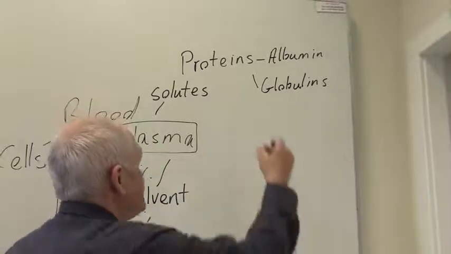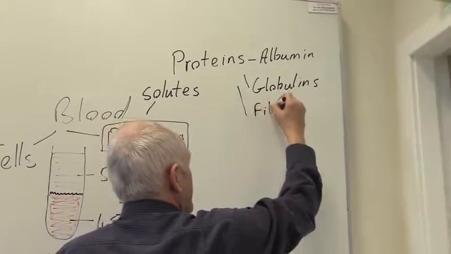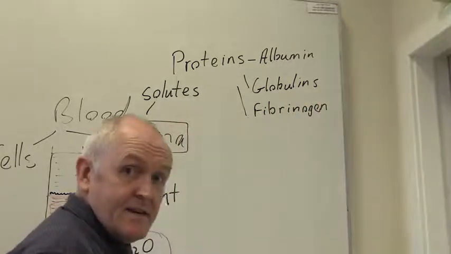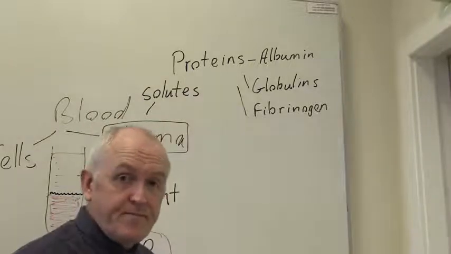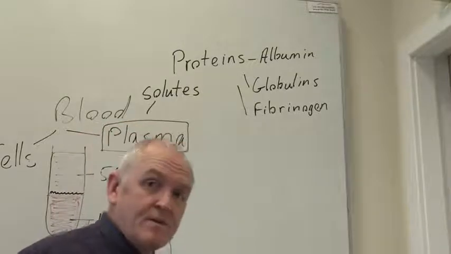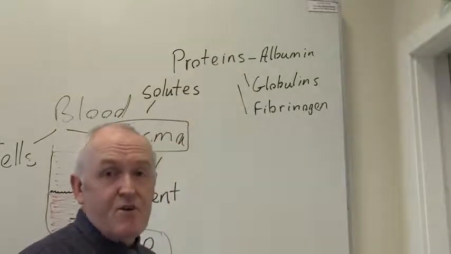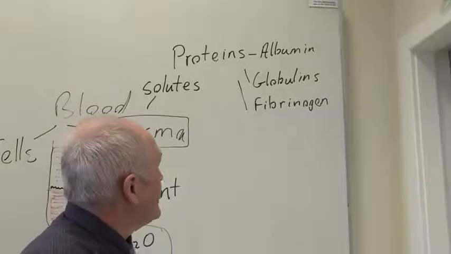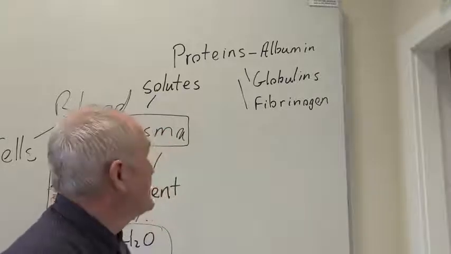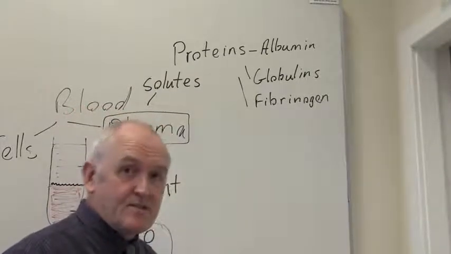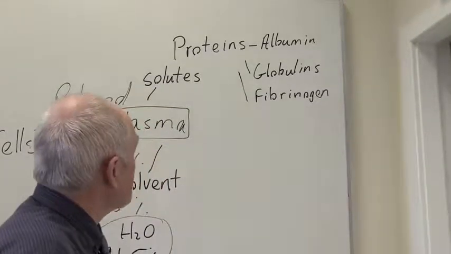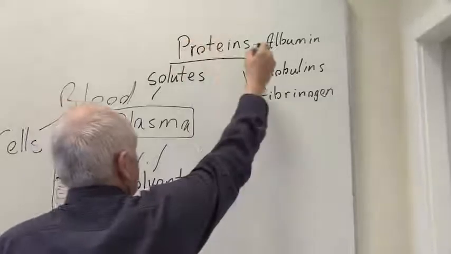And another protein we could mention is fibrinogen. Now, fibrinogen is the clotting protein. Under the right circumstances, fibrinogen, which of course is soluble in the plasma, will be converted to fibrin, which is insoluble and will form long sticky strands to which red cells and white cells will adhere, forming a clot. So the plasma contains proteins.